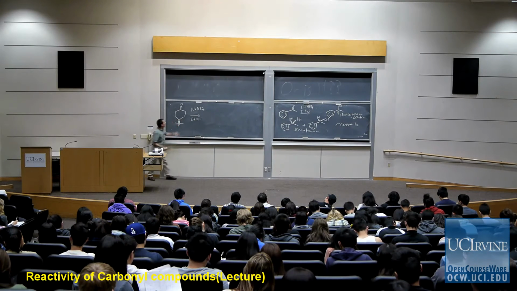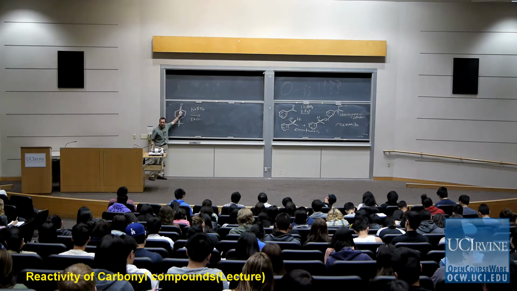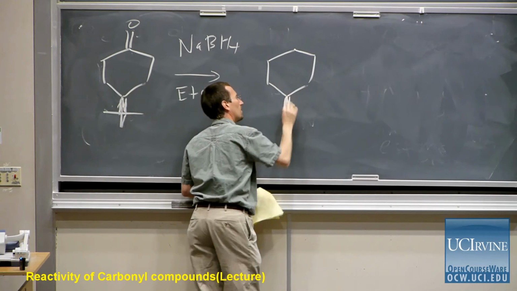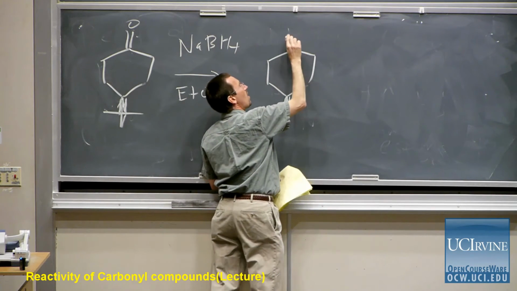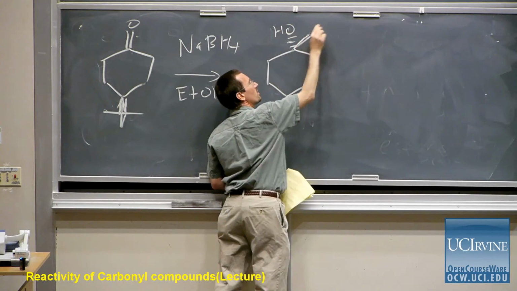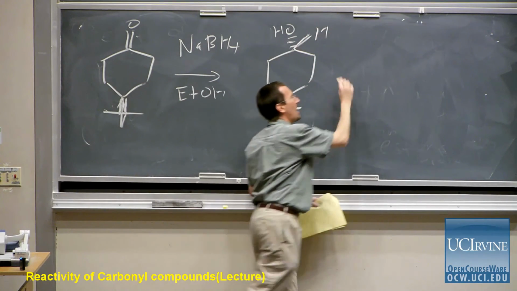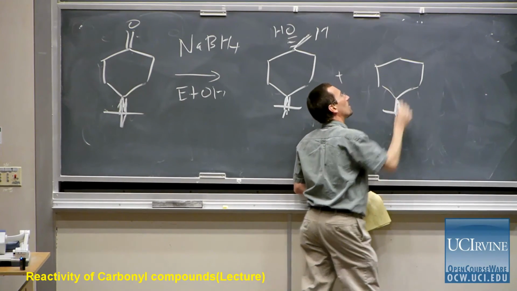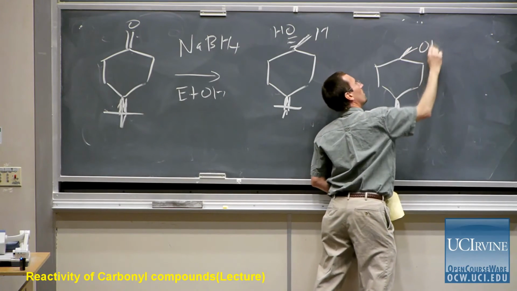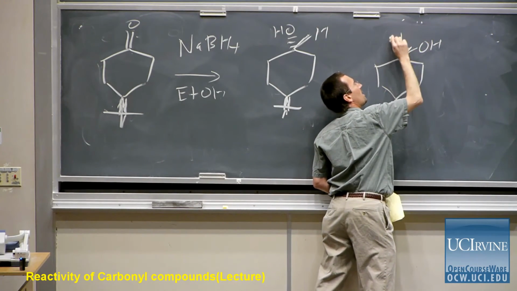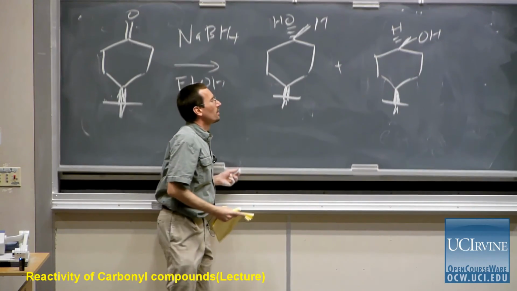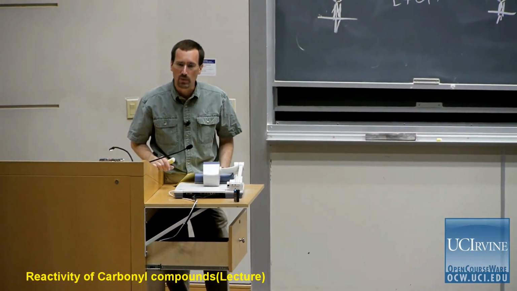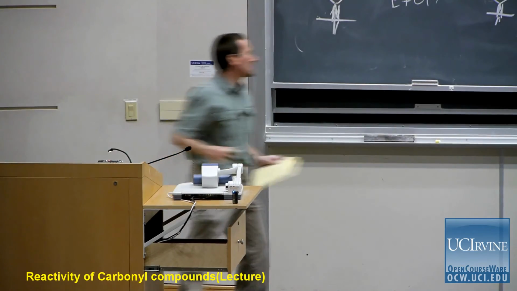Now, the hydride can add either from the front face or from the back face. If I add from the front face, I get the OH pointing down and the hydrogen pointing up. If I add from the back face, I end up with the OH pointing up and the hydrogen pointing down. What do we call the relationship, the stereochemical relationship between those two molecules? Diastereomers.